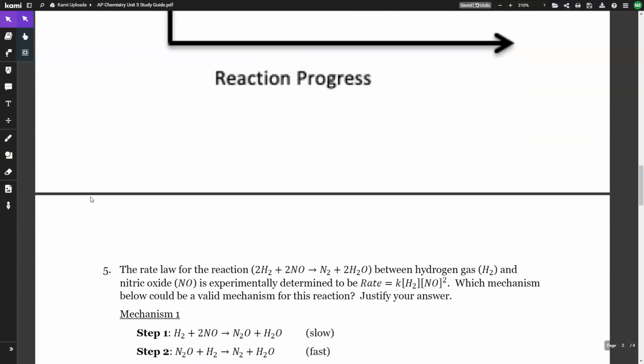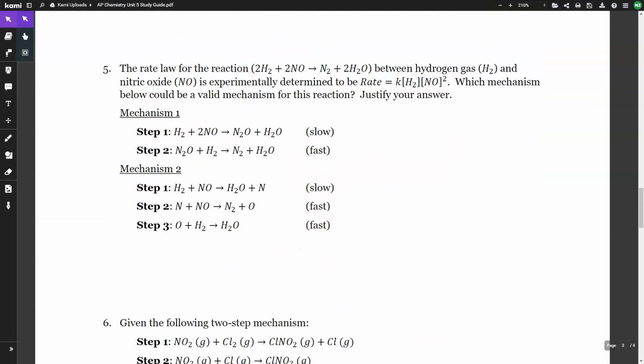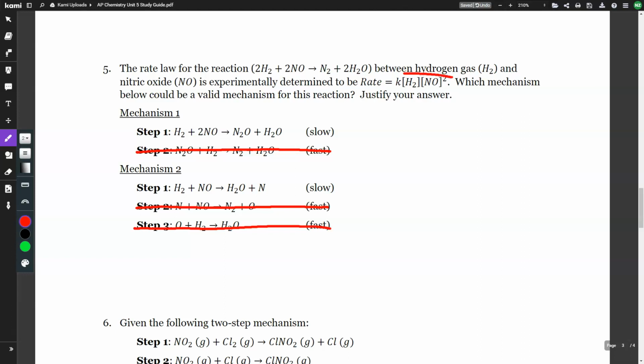Okay, moving right along. Number 5 says the rate law for the reaction between hydrogen gas and nitric oxide is experimentally determined to be rate equals K[H2][NO]^2. Which mechanism below could be a valid mechanism for this reaction? Justify your answer. So we have two mechanisms. In both mechanisms, the first step is the slow step. So we are going to use that first step only to write out our rate laws. And we're going to see which rate law would match the rate law that's given in the question.